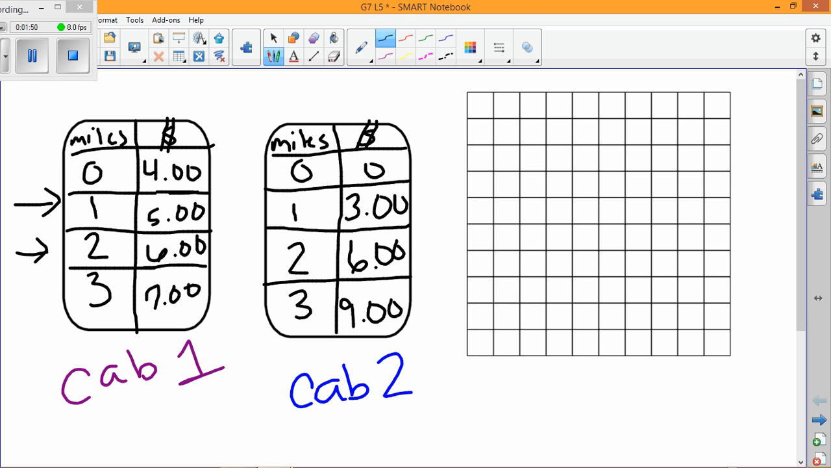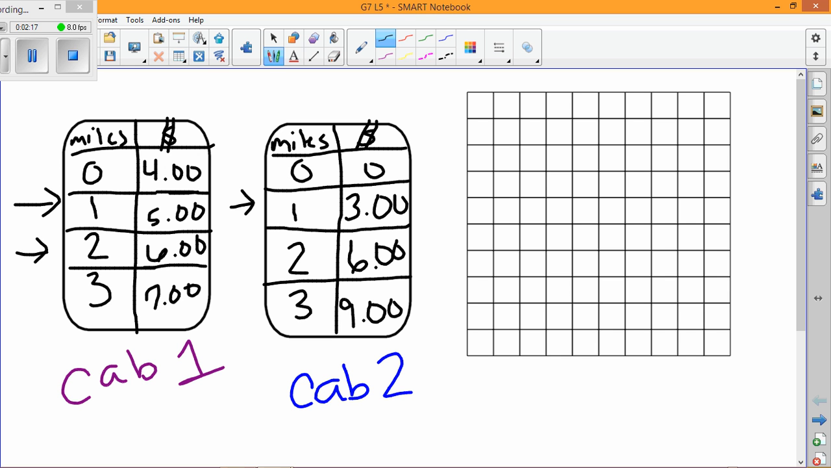If you look at cab number two, we can see that in row 1, there is 1 mile and $3, so we could multiply by 3. And then checking each additional row, 0 times 3 gives us 0, 2 times 3 gives us 6, and 3 times 3 gives us 9. So cab number two's miles to their cost is proportional.